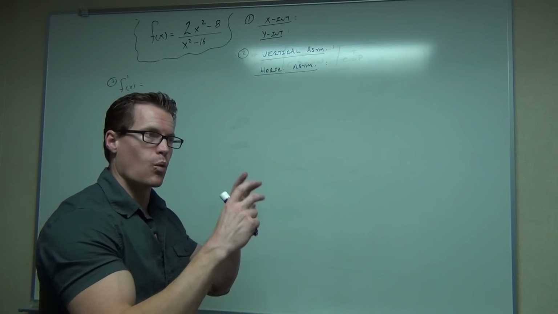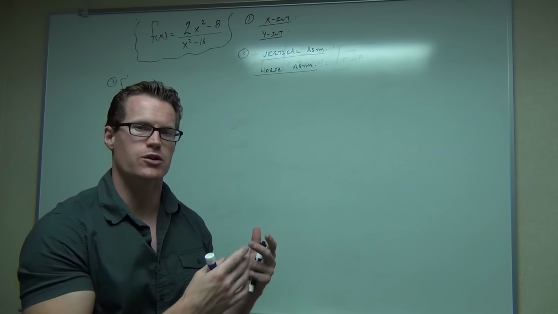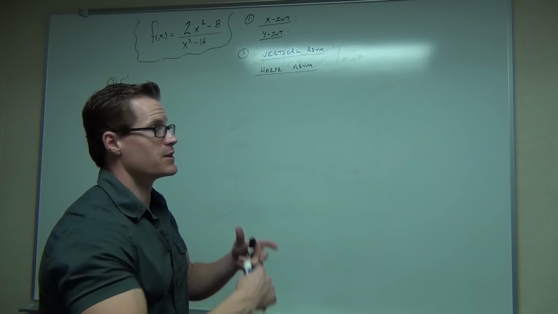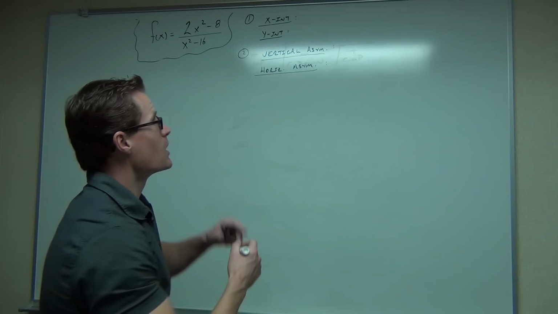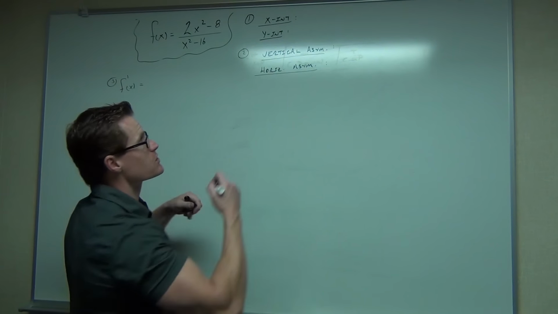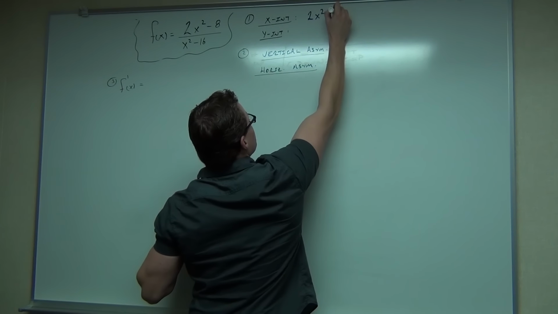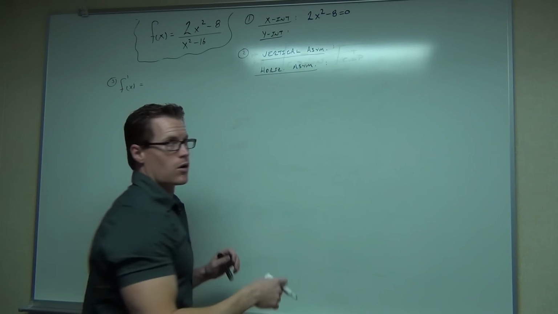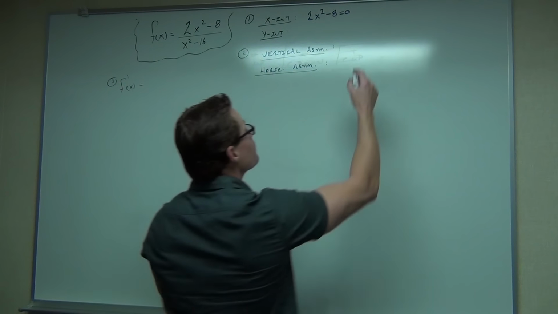X-intercept says, where is the numerator equal to 0? That's the only place where this function can actually equal 0. If the denominator equals 0, then we're undefined. We have either holes or asymptotes. So in our case, x-intercepts are add 8, divide by 2, take a square root, plus and minus 2.